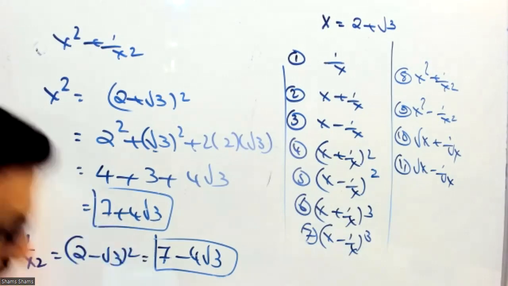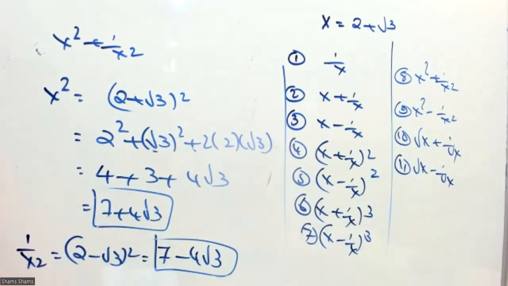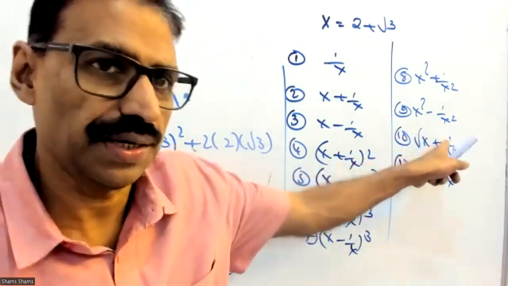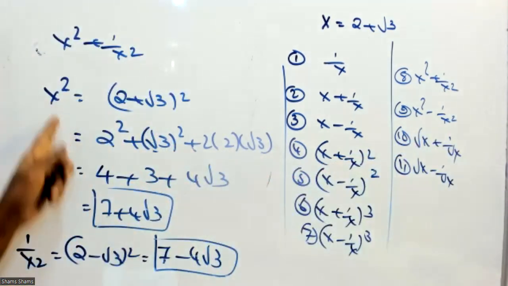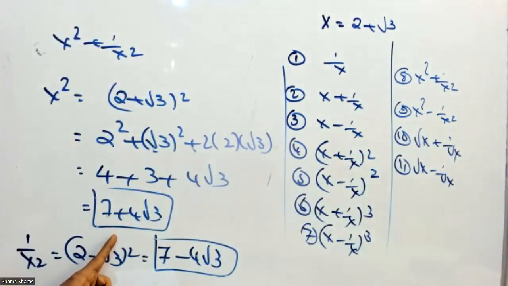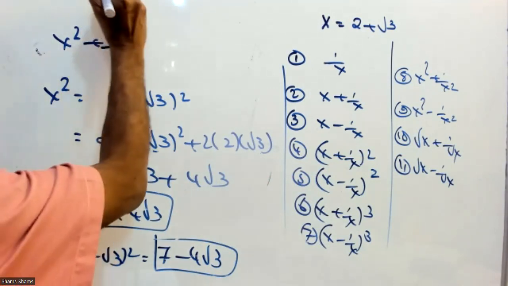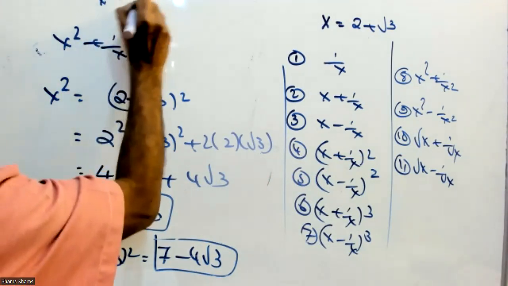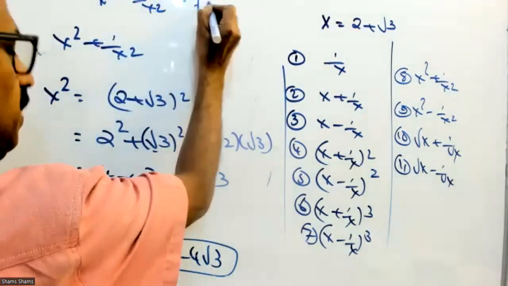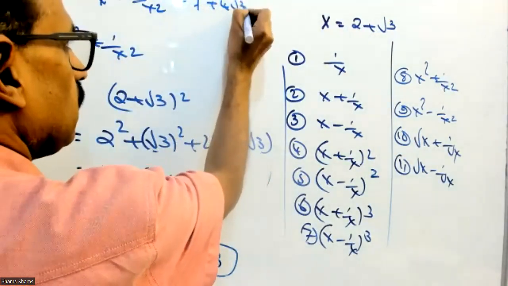Now look here, the 9th one. x square minus 1 by x square, right? You already have x square and 1 by x square. Plug in 7 plus 4 root 3 and 7 minus 4 root 3. You can find that x square minus 1 by x square equals 7 plus 4 root 3.